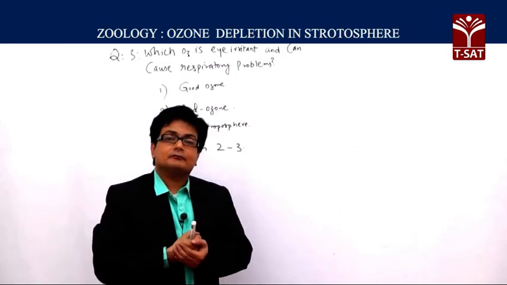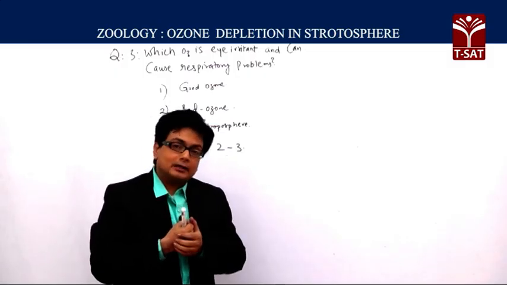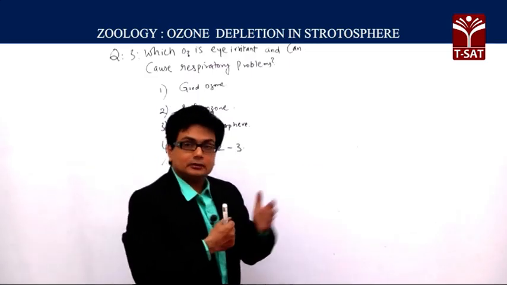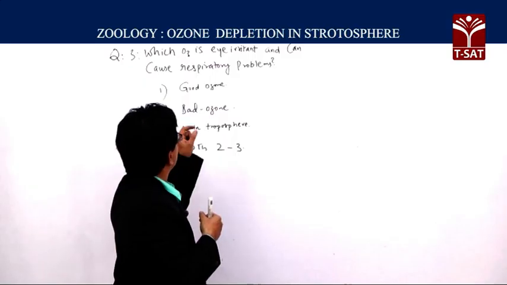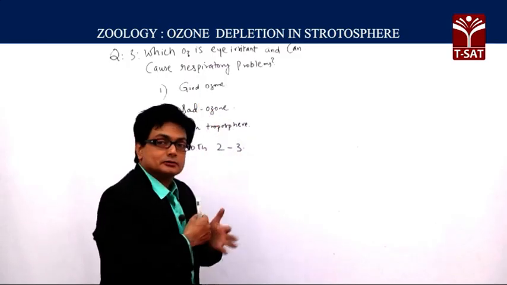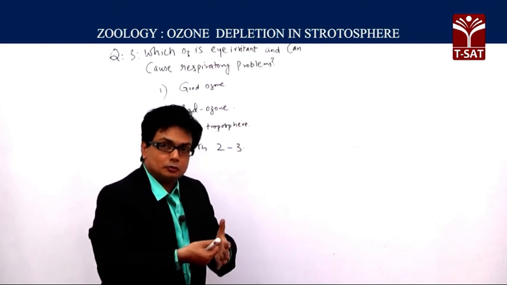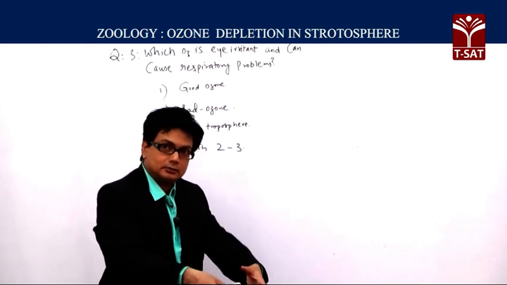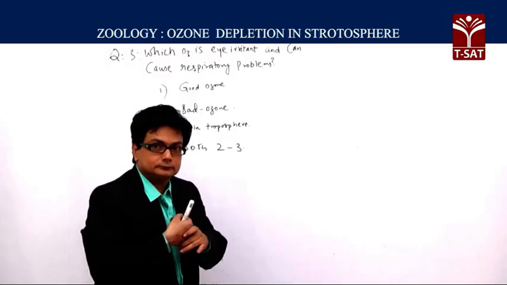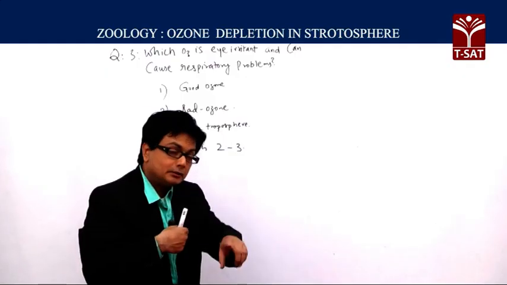The good ozone is the one which is below the stratosphere, called the ionosphere, and the bad ozone is the one which is present within the troposphere. So, here the options are: which ozone is an irritant and can cause respiratory problems. The moment you read this line, respiratory problems, normally organisms live on the globe, so respiratory activity happens on the land, in water, so it has to be troposphere. So, the ozone in the troposphere is affecting organisms, so it should be a bad ozone.